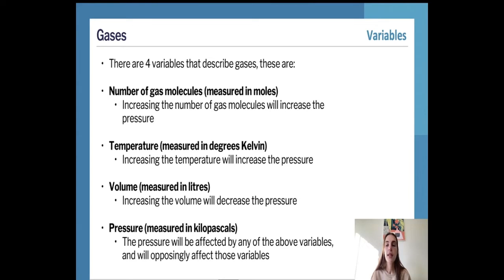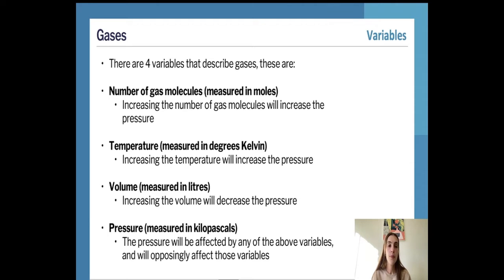And so when we consider gases, we need to consider the variables which describe gases. And so we have 4 main variables. These include a number of gas molecules, which will be measured in moles, temperature, which is measured in degrees Kelvin. So that's really important to note, that the temperature is in degrees Kelvin as opposed to degrees Celsius. So that's really important to remember for any calculations involving pressure.